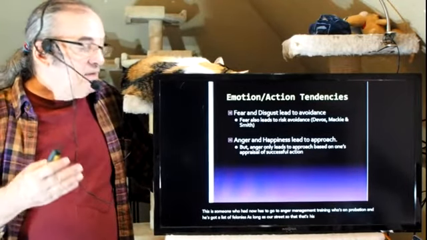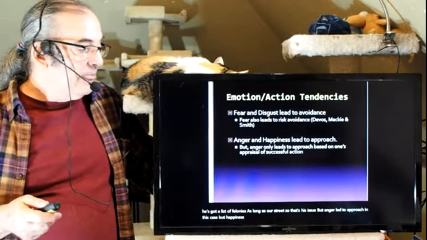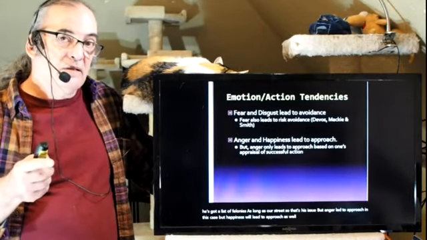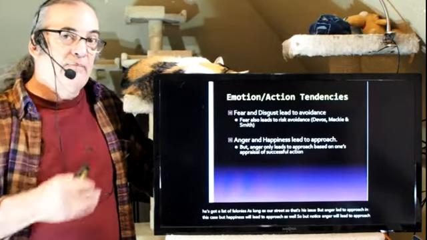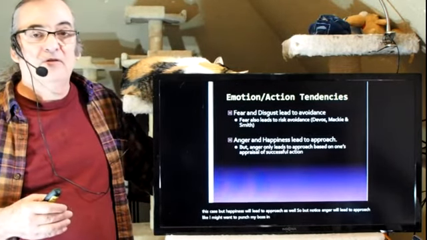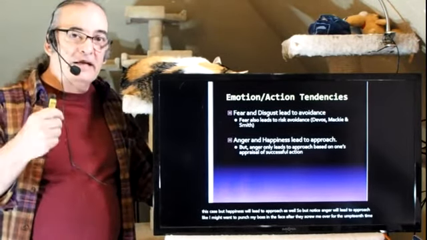But anger led to approach in this case. But happiness will lead to approach as well. So, but notice anger will lead to approach. Like I might want to punch my boss in the face after they screw me over for the umpteenth time, but I restrain my impulse.